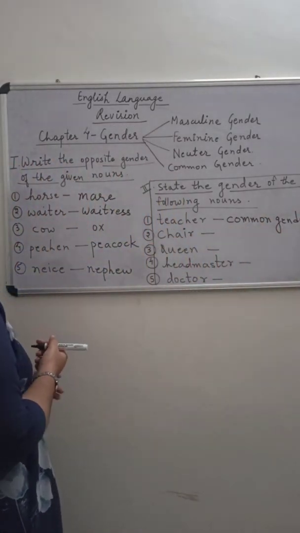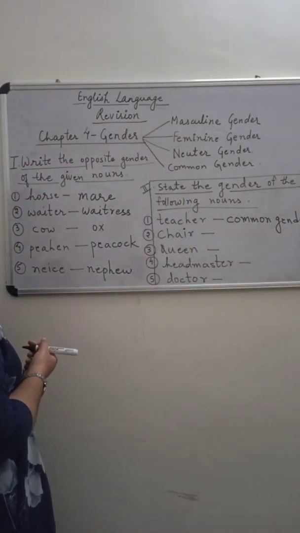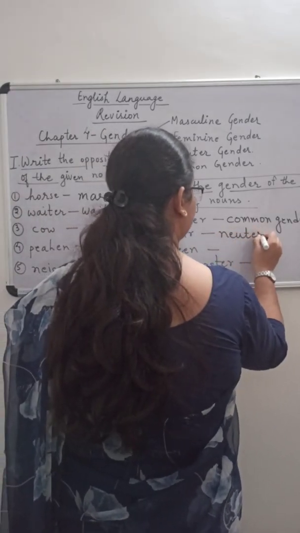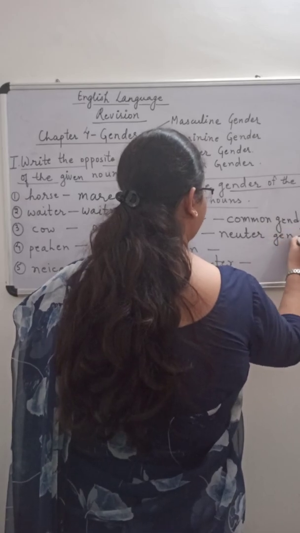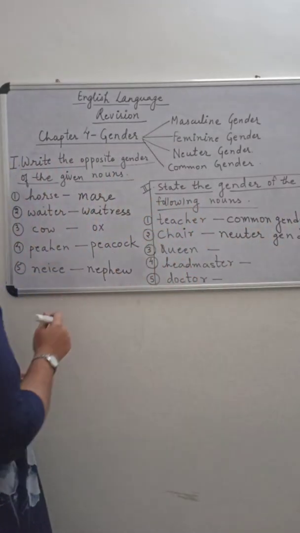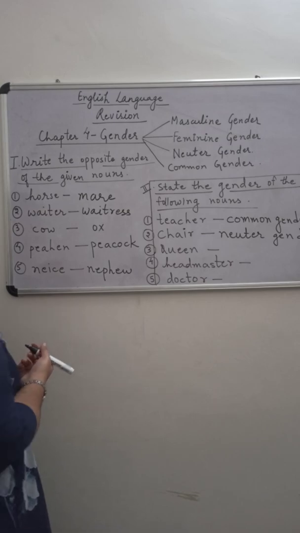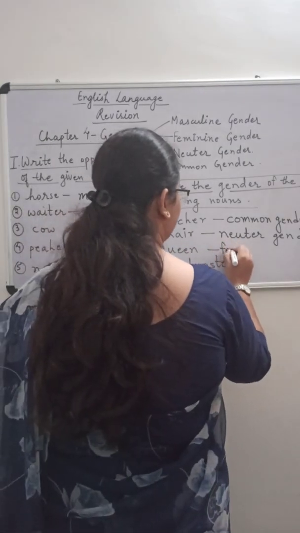Chair. Chair is a non-living thing. So the gender of chair is neuter gender. Queen. Queen belongs to the female group. So the gender of queen is feminine gender.